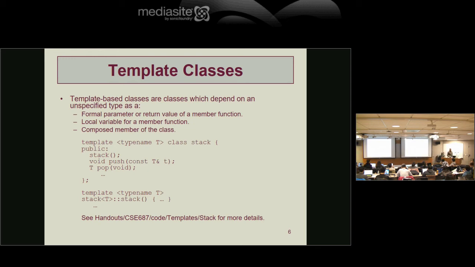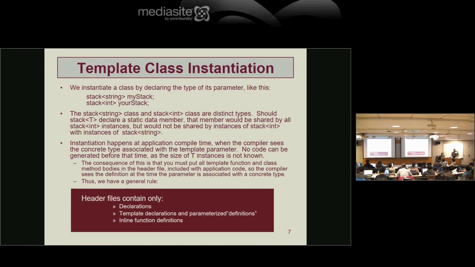On Tuesday, we're going to look at some sample code. In that sample code, there's a stack class, and you can look at it if you want. But template class instantiation: we instantiate a class simply by saying stack string, my stack, stack int, your stack. And what the compiler does is it generates two different stack class definitions.